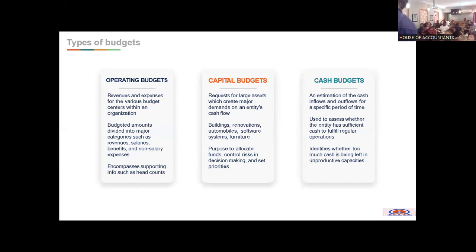So for operating budgets, revenues and expenses for the previous budgets, centers within an organization, budget amount is divided into major categories such as revenue, salaries, benefits, and non-salary expenses, encompassing supporting information such as head count and the like. I think it's what we have explained.